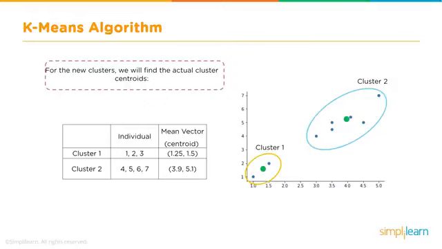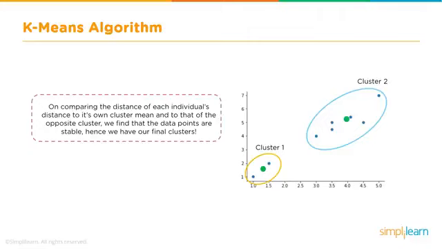And you can see that we've now formed two very distinct clusters here. On comparing each individual's distance to its own cluster mean and to that of the opposite cluster, we find that the data points are stable. Hence, we have our final clusters.